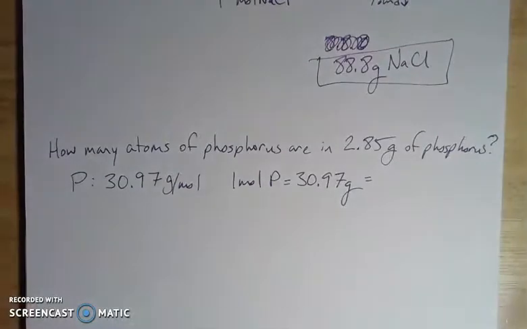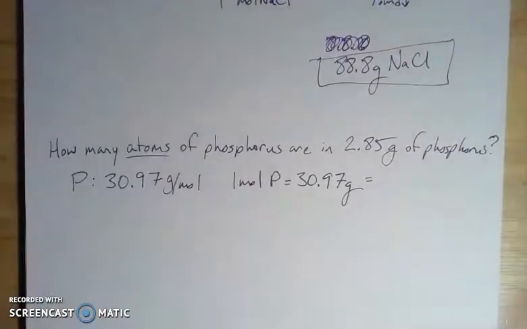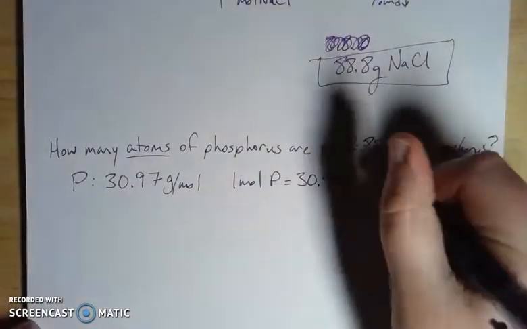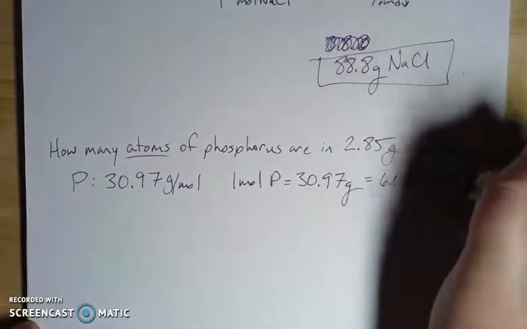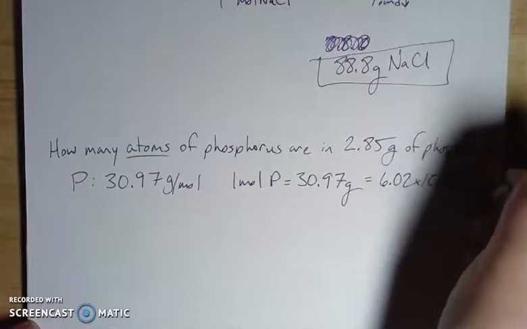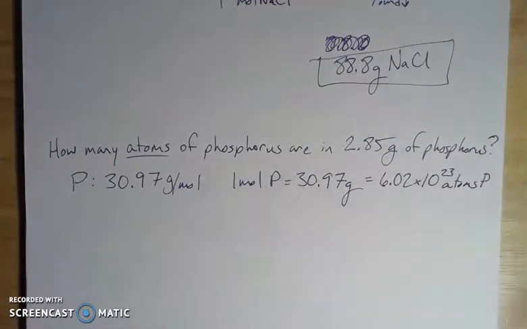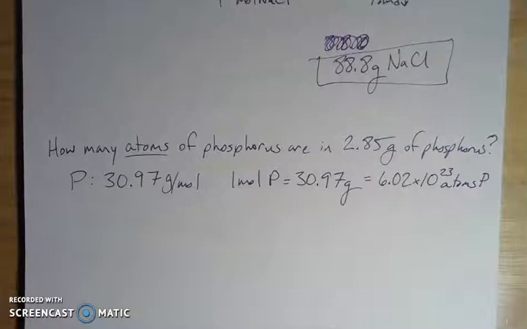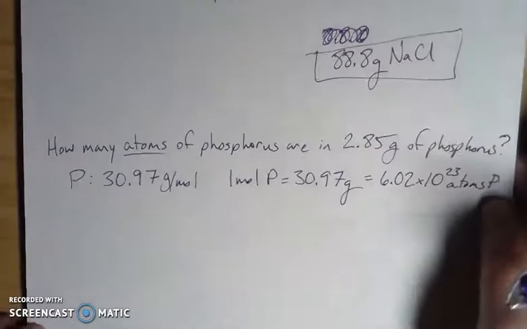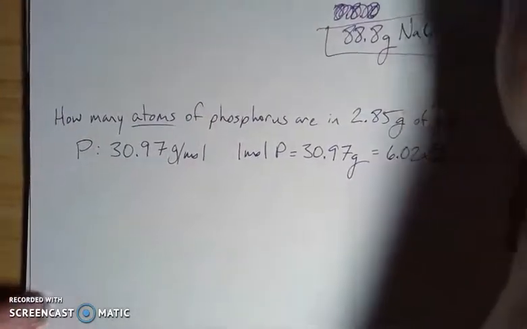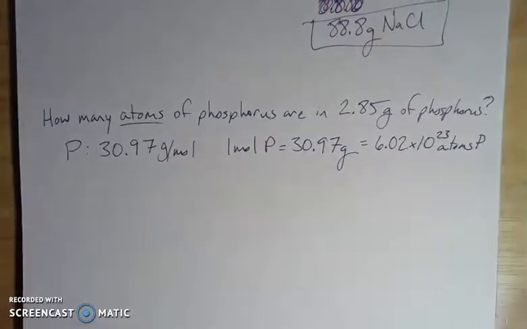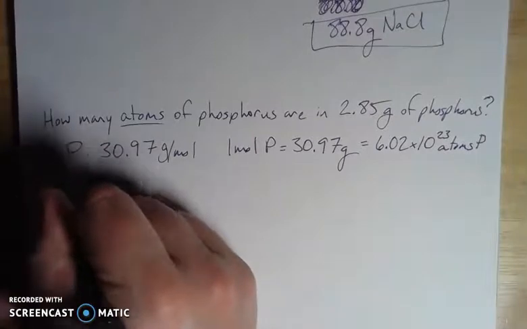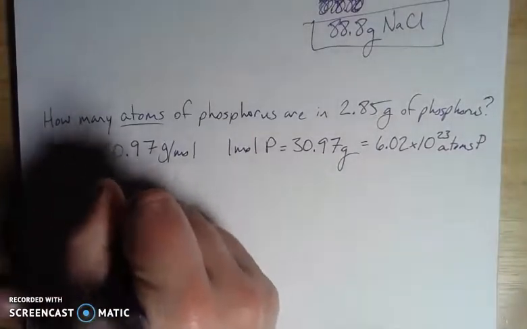Okay, now because it's asking for atoms specifically, we also know that in 1 mole of anything, there's 6.02 times 10 to the 23rd atoms of phosphorus. And these are all going to be important pieces of the puzzle when we start to put together our dimensional analysis, which is what we're doing. That's our skill. All right, we've got this. We can do this. So I have 2.85 grams of phosphorus.